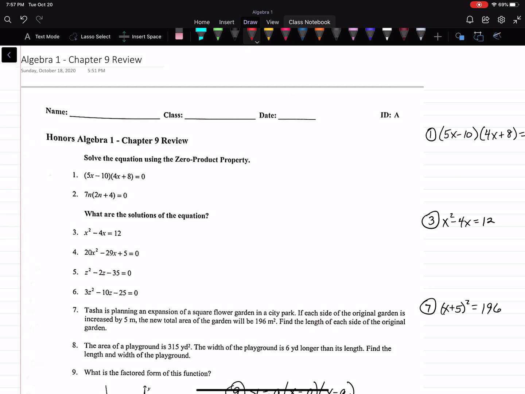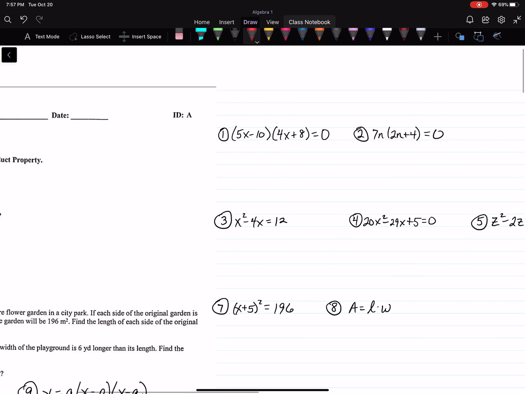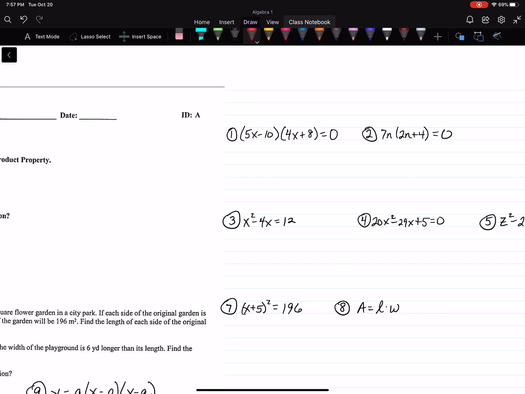1 and 2 says solve the equation using the zero product property. That's pretty simple. All that means is you take their factors, and since you're multiplying these two factors, one of them has to be 0. We don't know which one, so we set both of them equal to 0. So 5x minus 10 equals 0, and 4x plus 8 equals 0. And you solve both of them.